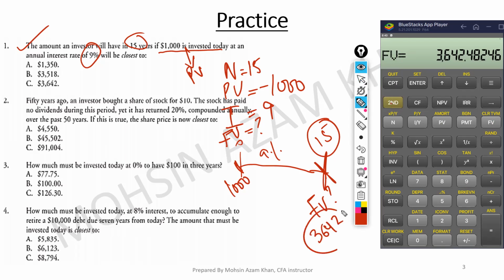Just to make sure and to prove it to you, manually as well, you're getting the same answer. If you would have done it manually, you would have taken the present value into 1 plus rate, which is 0.09, to the power of 15, and you would have got the same answer. You can calculate that as well. 1000 into 1.09 y^x 15. Same answer, you're getting 3642.